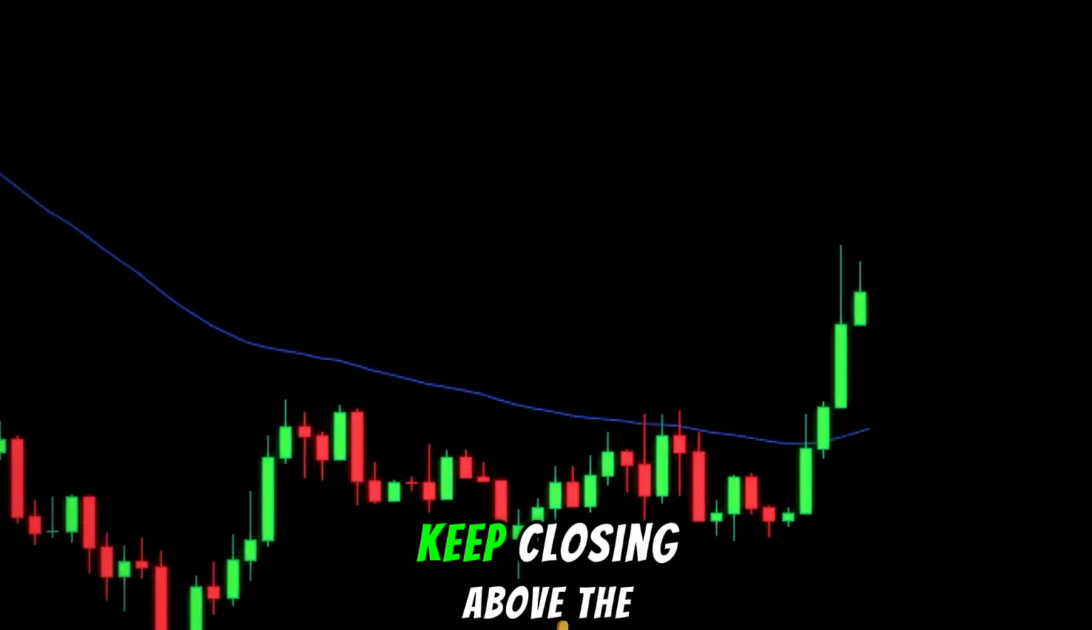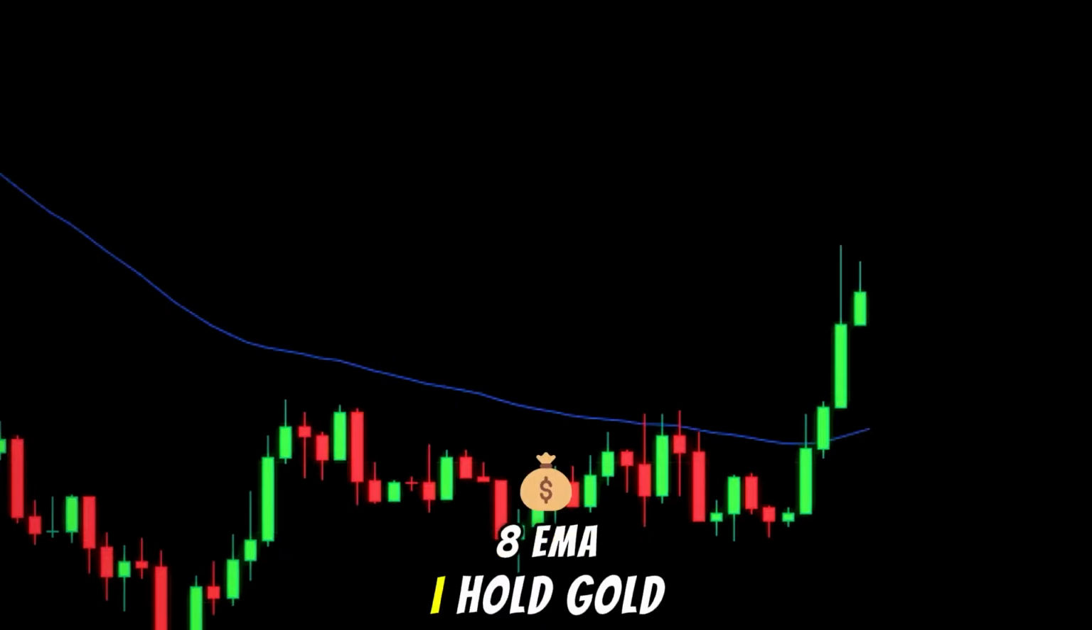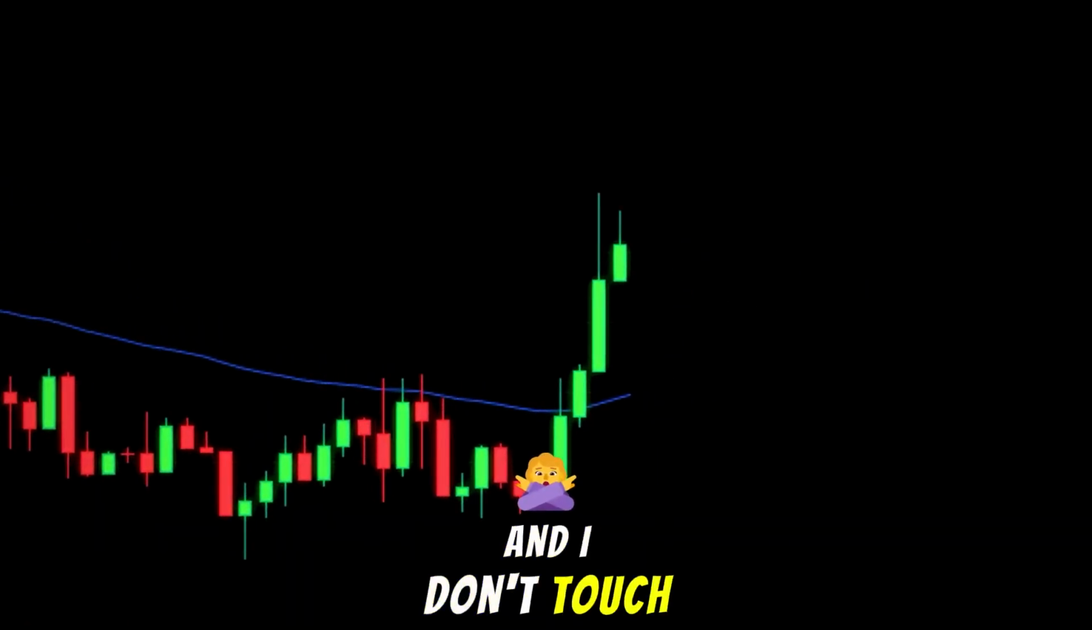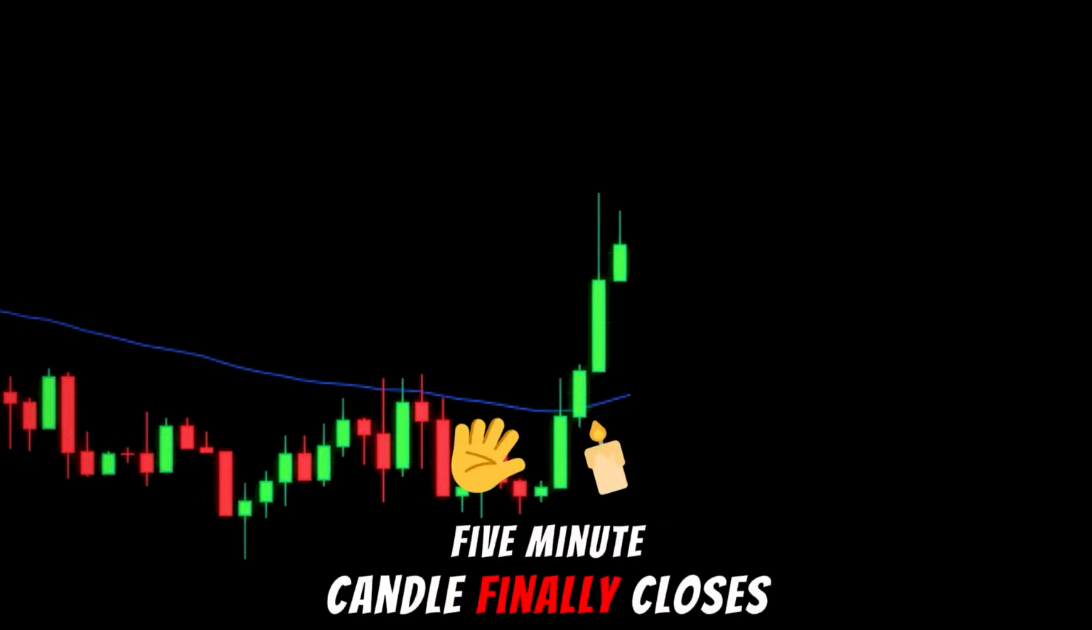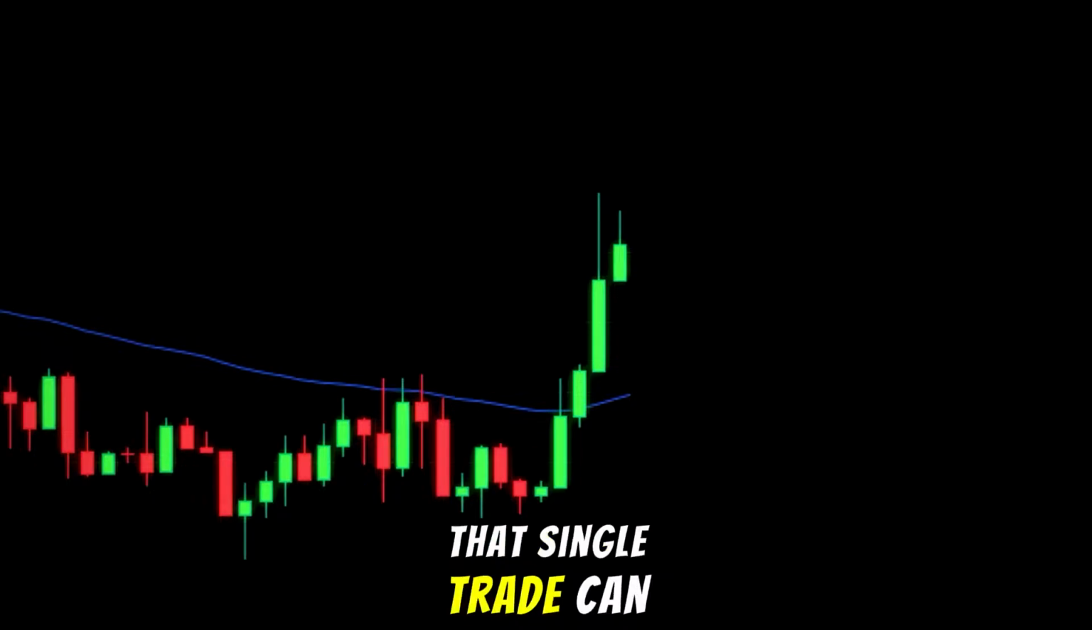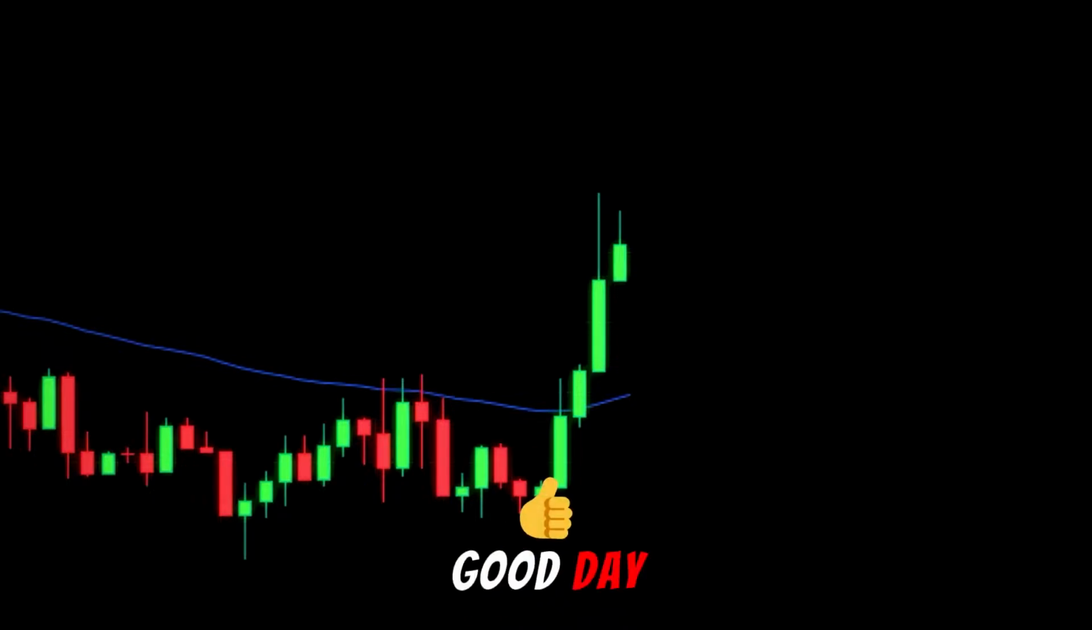As long as candles keep closing above the 8 EMA, I hold. Gold rides the EMA higher through the session, and I don't touch a thing until a 5-minute candle finally closes back under that blue line. That single trade can be most of a good day.